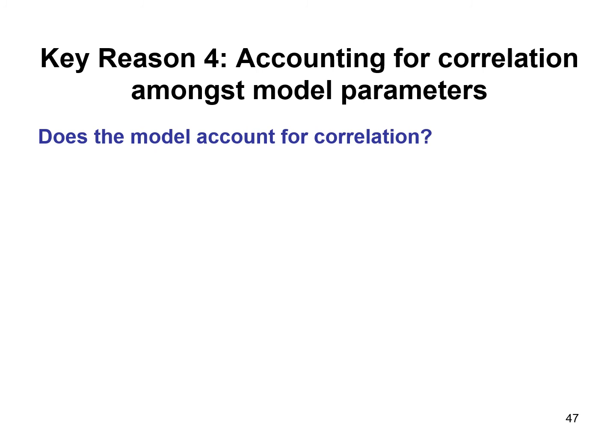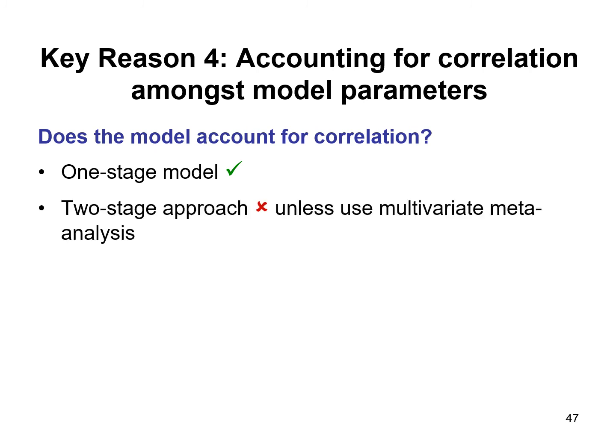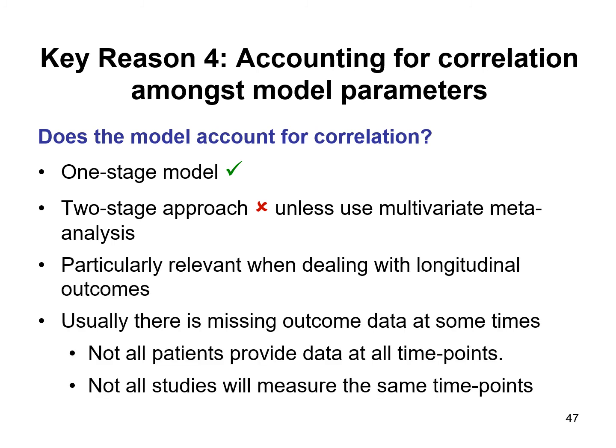Fourth reason is accounting for correlation amongst model parameters. So does the model account for correlation? Well, a 1-stage model naturally does, particularly if you account for repeated measures and time points at the same time. A 2-stage model doesn't in the 2nd stage, because we normally just put one parameter together, unless we use what's called a multivariate meta-analysis. And I talked about a multivariate meta-analysis earlier when I was mentioning the spline function. But this is particularly relevant when dealing with longitudinal outcomes.